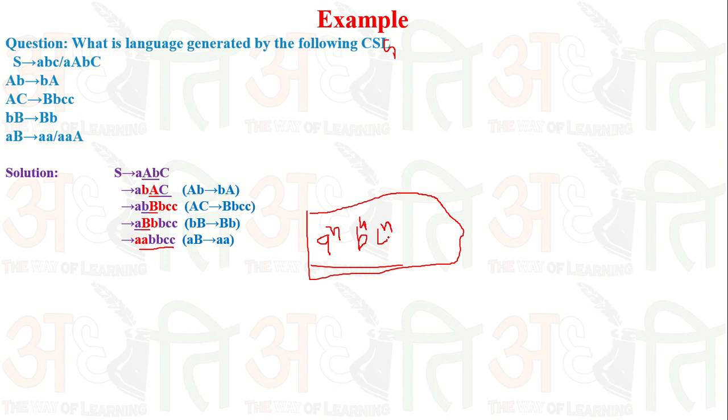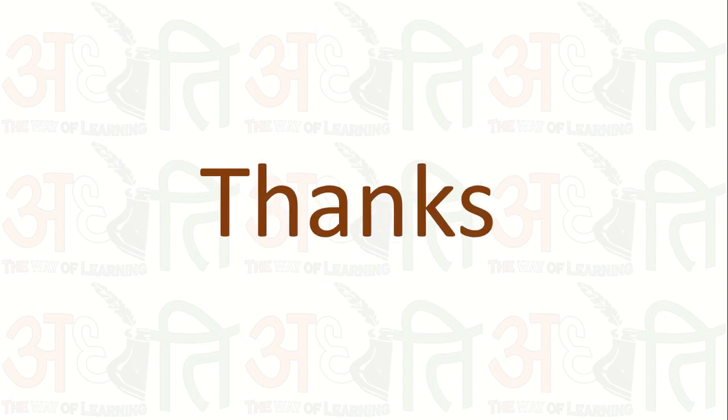So I hope you understand what a context sensitive grammar is and what a context sensitive language is. In the next video we will discuss some more examples and some more things on context sensitive language and context sensitive grammar. We are taking the example of linear bounded automata.